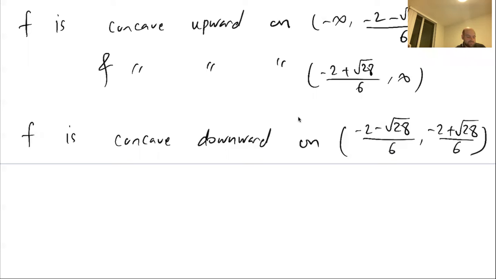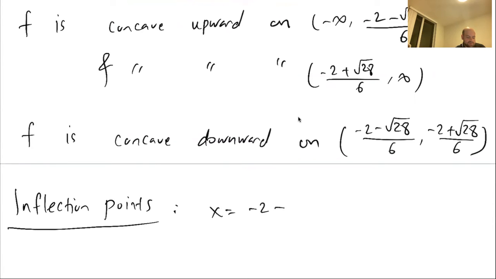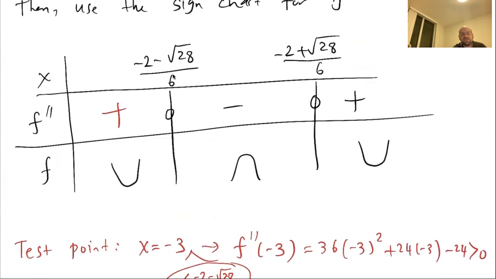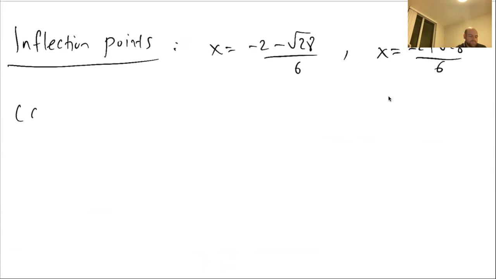And what about the inflection points? Point or points? Inflection points. In this case, there is more than one. There's more than one inflection point. x equals -2 minus root 28 over 6, and x equals -2 plus root 28 over 6, because at both of these two points, concavity changes, right? At this point, concavity changes from up to down, and at this point, concavity changes from down to up. Concavity changes at these two points.